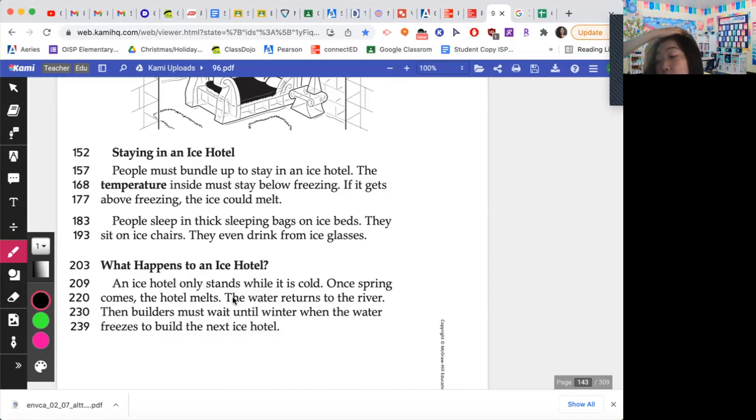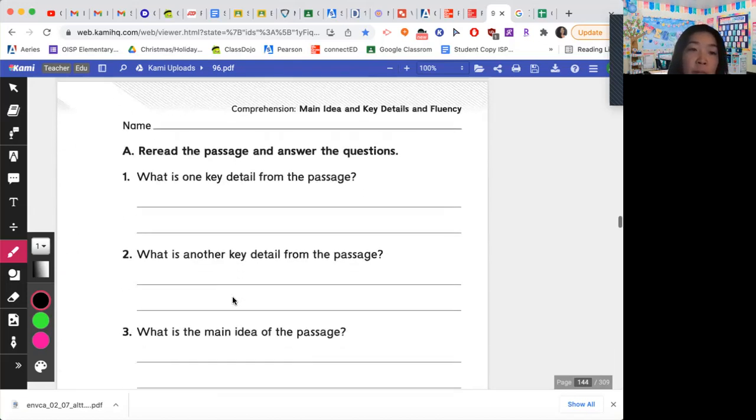Once spring comes, the hotel melts. The water returns to the river. Then builders must wait until winter when the water freezes to build the next ice hotel.